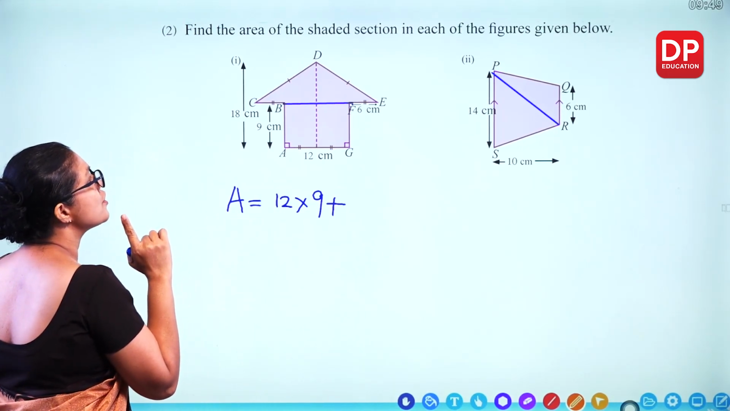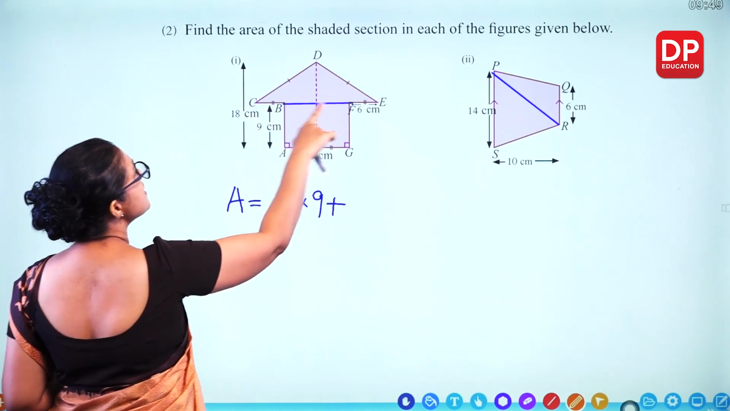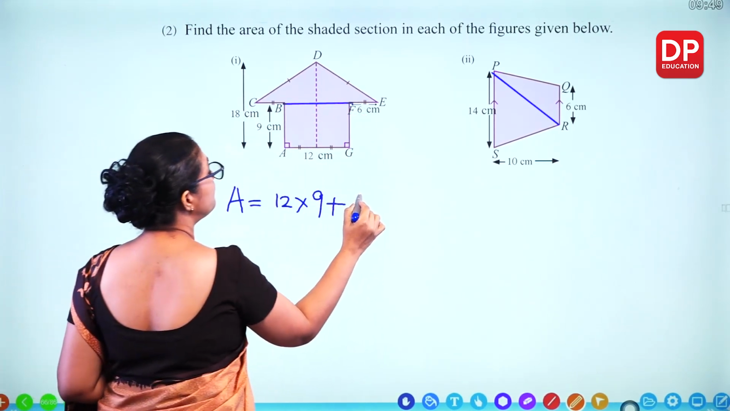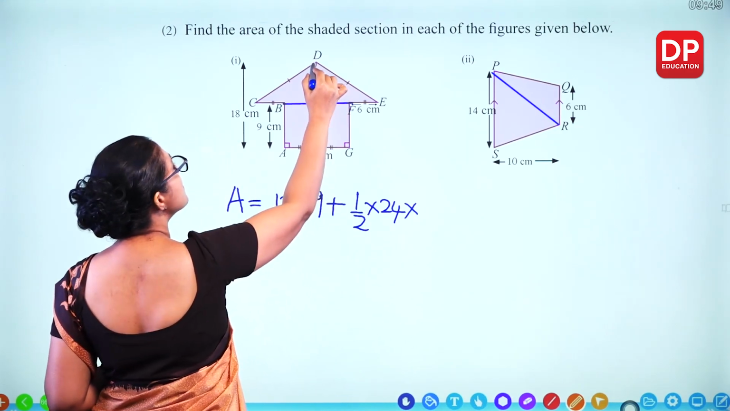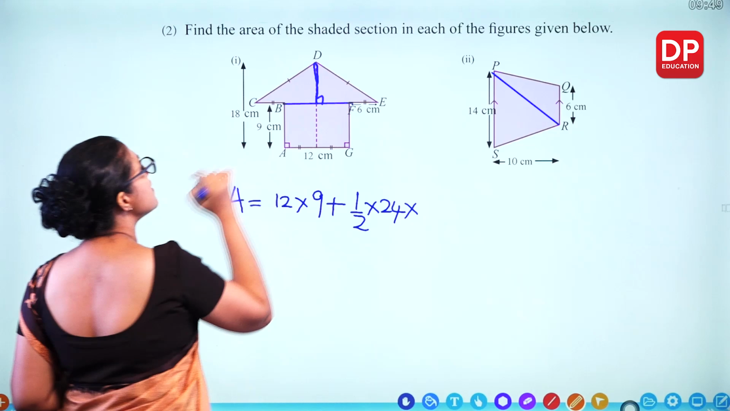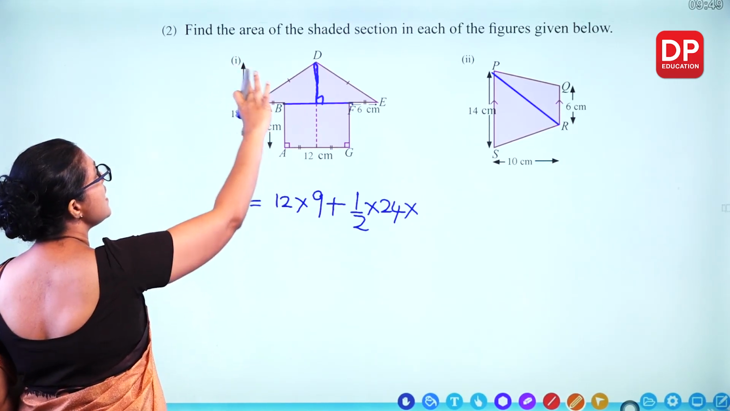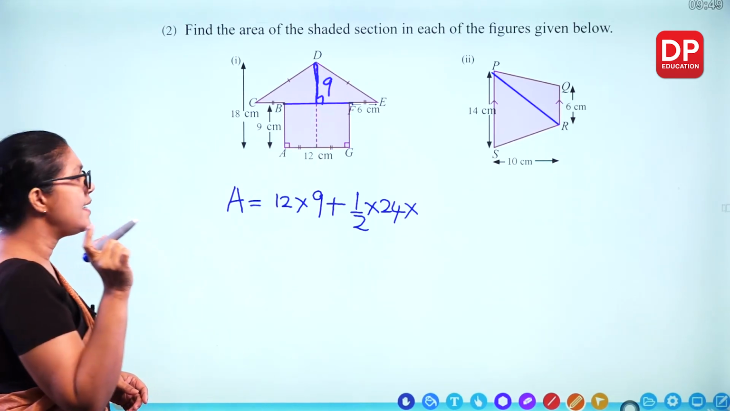And what's the area of the triangle? What's the base? 6 and 6, 12. 12 plus 12, 24. So half into 24 times the perpendicular height, this height. So what's the height? The full length is 18, this is 9. So this becomes 18 minus 9, that's 9.